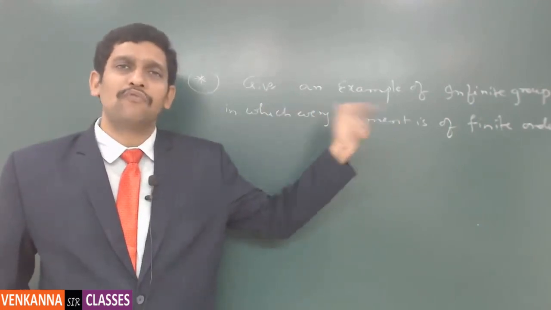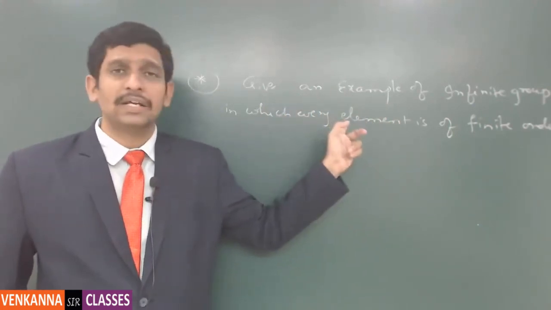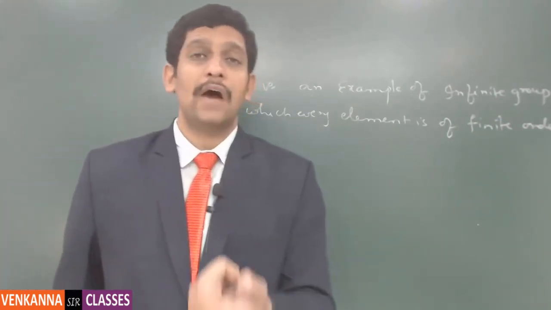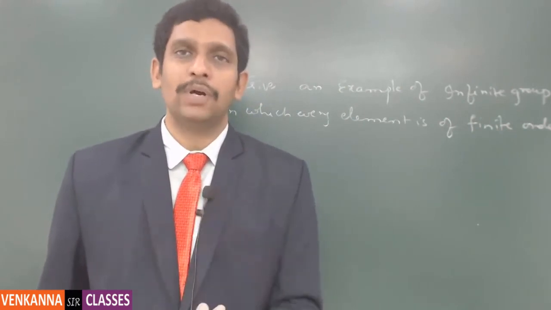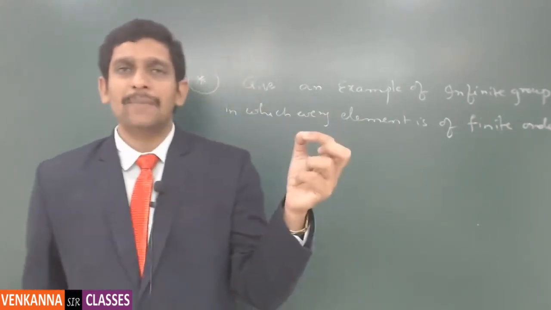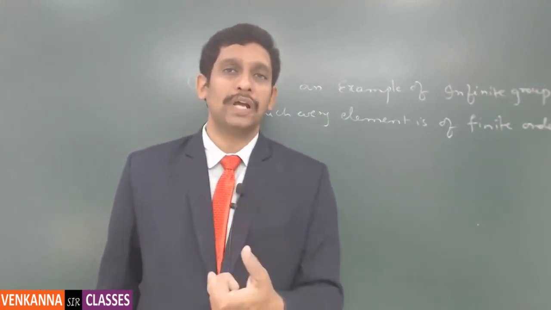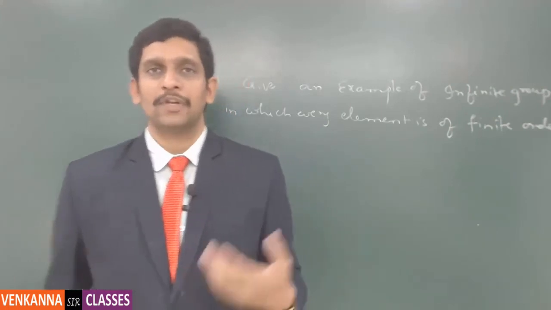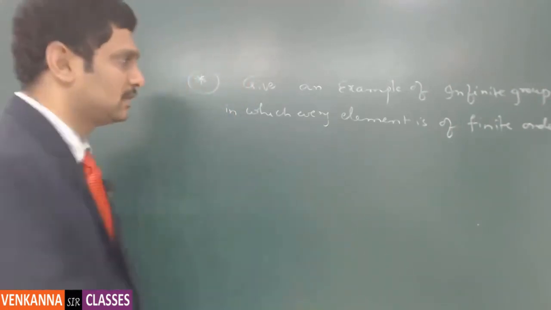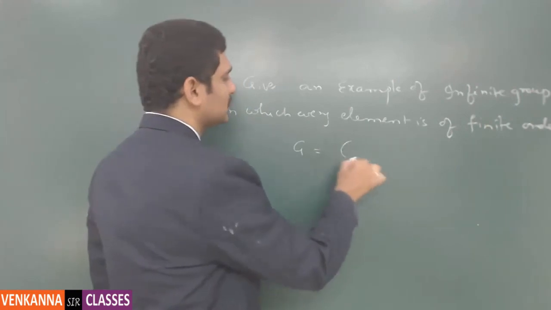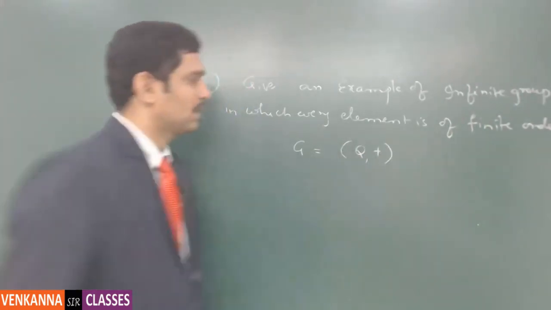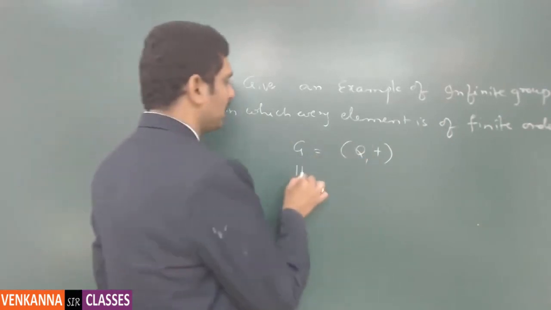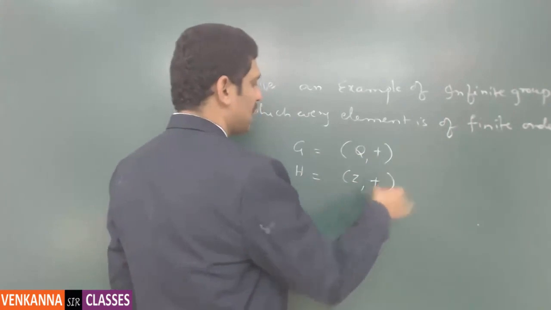Give an example of an infinite group where each element is of finite order. So here we have to form an infinite group, and if you pick any element in it, we have to show that its order is a finite number, not infinite. The example we wish to take is, you take the group G as the rational numbers with the operation plus, and you take H as Z, plus.